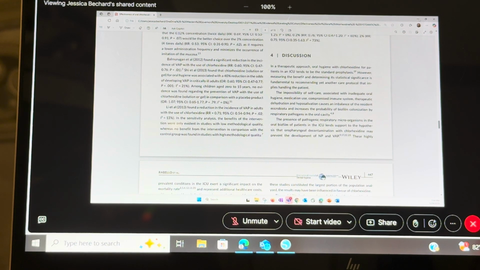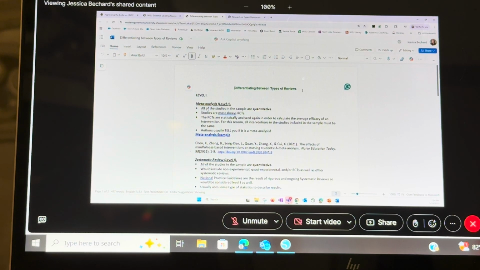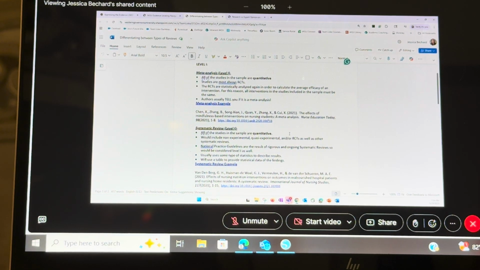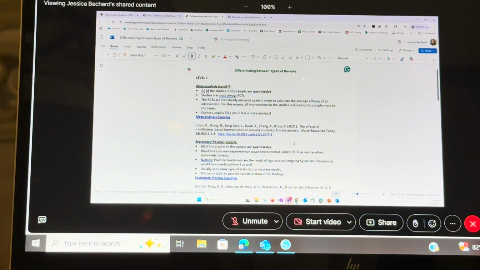So, going back to differentiating between types of review, what would you call this article? Anybody want to take a guess? Level 1, Janet says yes. Level 1, and then what's our hierarchy name? Well, it would be one below that. Systematic review is what this is. So we would go with level 1 systematic review because it's an overview of systematic reviews.